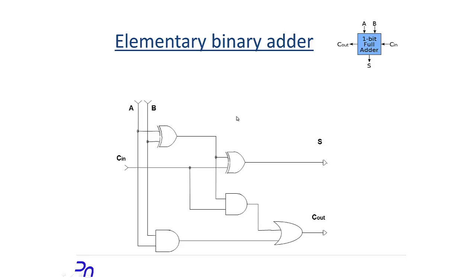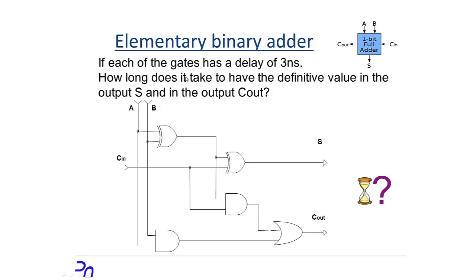Okay, and now remember that we are going to study the delay that logic gates have. I mean, after changing any of the inputs, A or B, the consequent change in output is not instantaneous. We can have a consequent change after, for example, imagine 3 nanoseconds. A question. If each of the gates has a delay of 3 nanoseconds, how long does it take to have the definitive value in the output S and in the output carry out? Think about it.